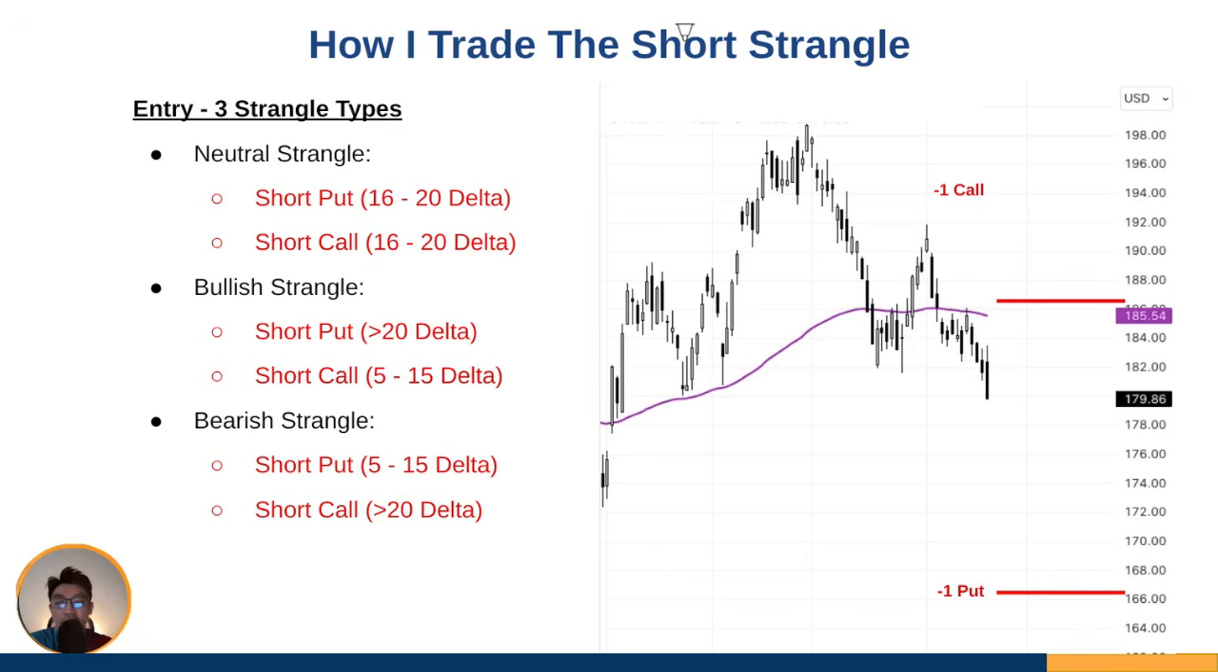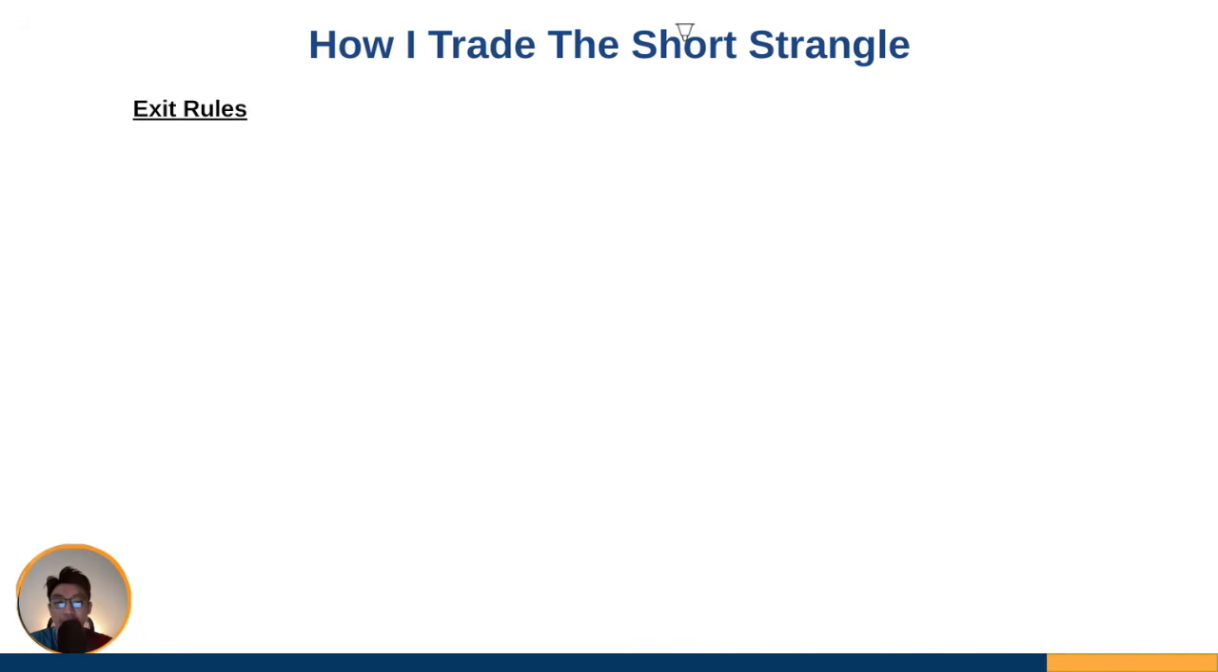So these are the 3 different types of Strangle that you can also put on. Now next, let's get into the exit rules.